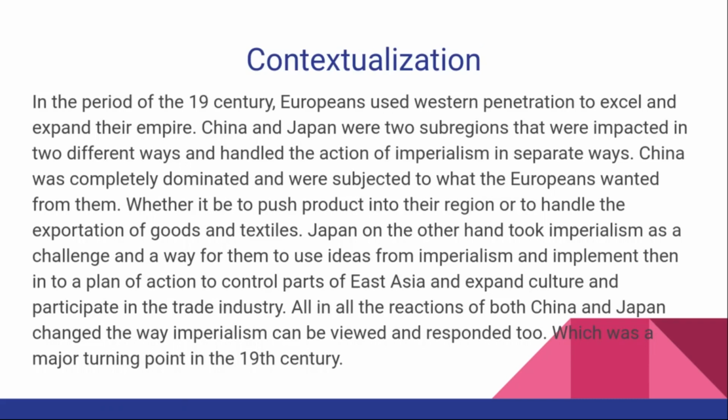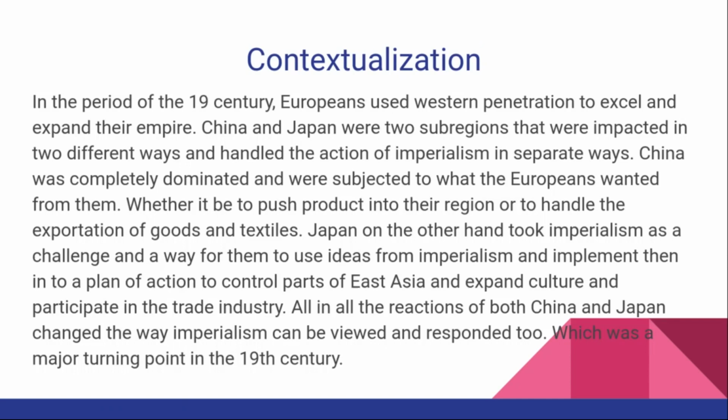Our contextualization. This is a summary of what we covered in our topic. In the 19th century, Europeans used Western penetration to expand their empire. China and Japan were two subregions that were impacted in two different ways and handled imperialism in separate ways. China was completely dominated and subjected to what the Europeans wanted for them, whether to push product into their region or to handle exportation of goods and textiles.